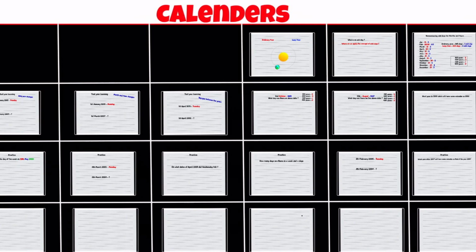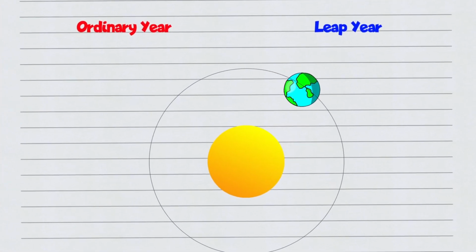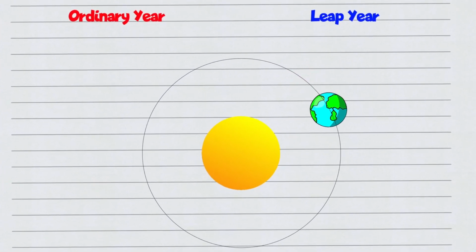So we start with the topic of calendars today. We had divided this topic into various subtopics. We'll study those subtopics and we'll complete one big topic of calendars with it. So the first topic that we need to cover to understand calendars is the difference between what is an ordinary year and a leap year.